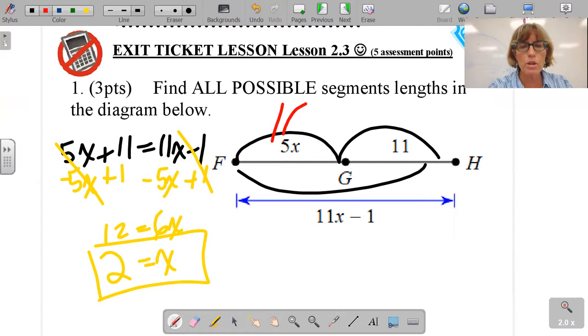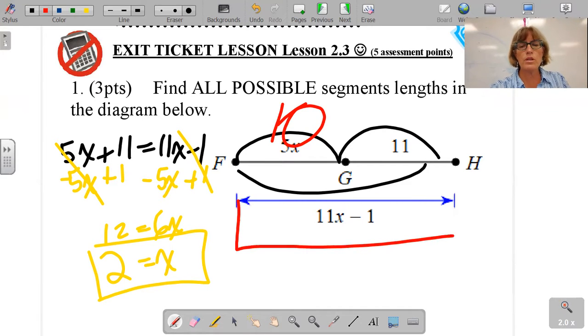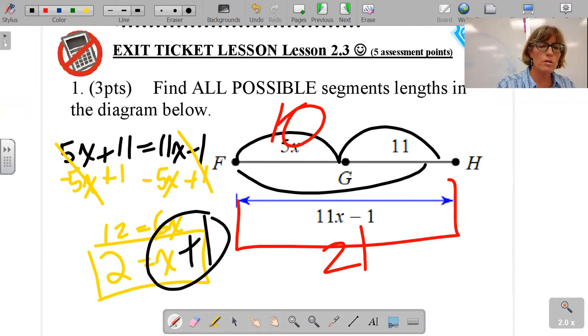We're going to have 5x plus 11 equals 11x minus 1, and then they solve. And we should get 1 point for x equals 2. 5 times 2 should be 10. 11 times 2 is 22 minus 1, that means this should be 21, and 10 plus 11 is 21. So they get 1 point for this, 1 point for the 10, and then 1 point for the 21.